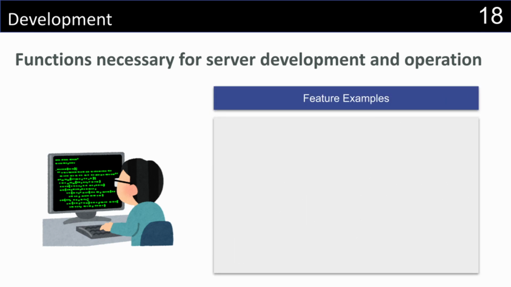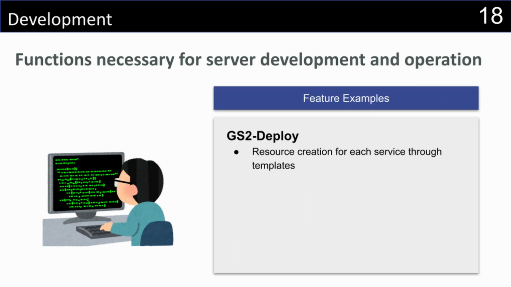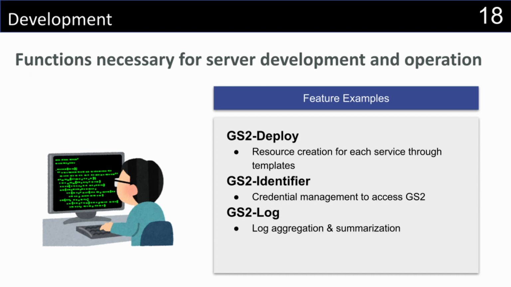Development features include GS2 Deploy, which creates resources for each service based on pre-established templates. GS2 Identifier allows for the management of user-specific credentials for accessing GS2. GS2 Log is responsible for the aggregation and computation of logs from various GS2 functions. These features collectively make up an effective toolkit for managing complex server development and operation tasks.